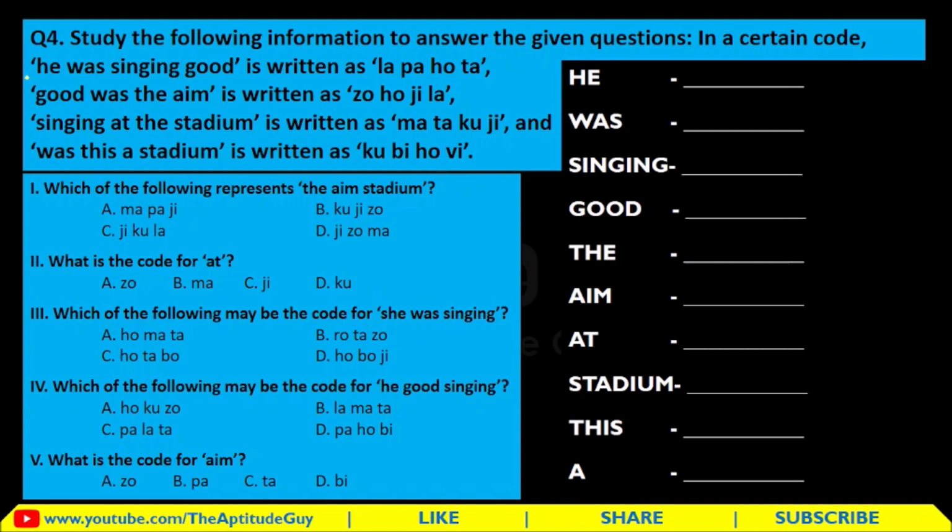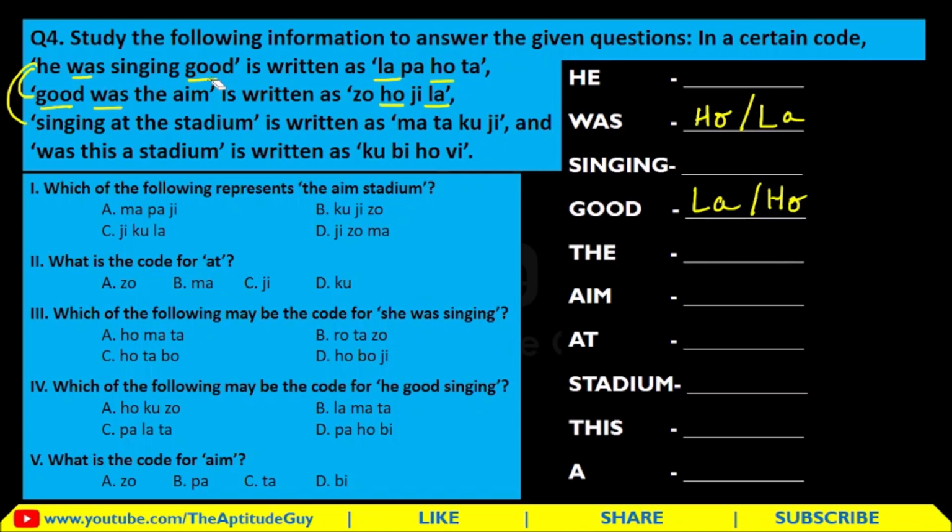So the first thing we do is 1 and 2. He was singing good, good was the aim. Alright, let's see which two words are common. Good is common and was is common. Over here what is common? We have la here, la is over here. Pa, not here. Ho is here. So was and good, we have ho or la, or the exact opposite, la and ho. Done.